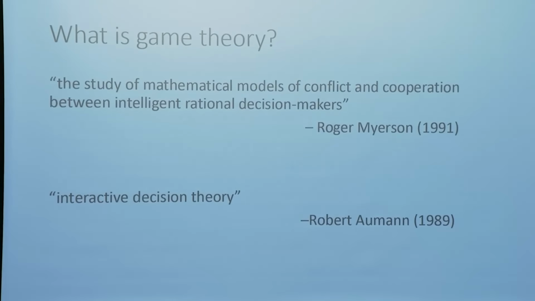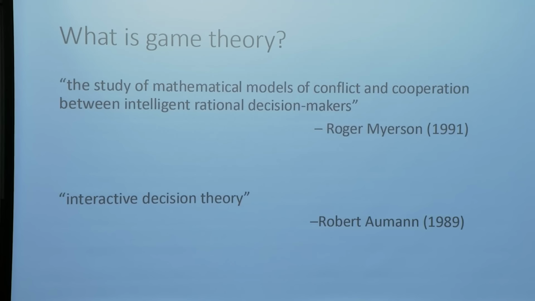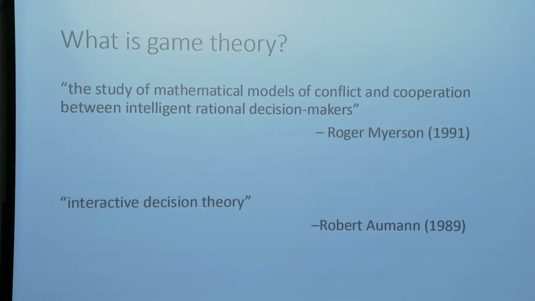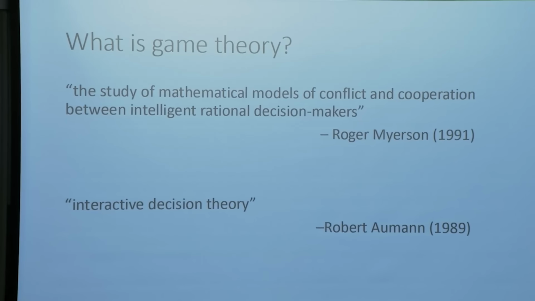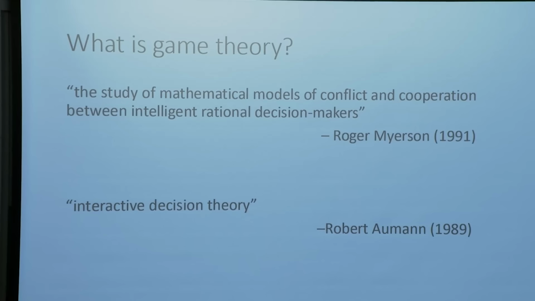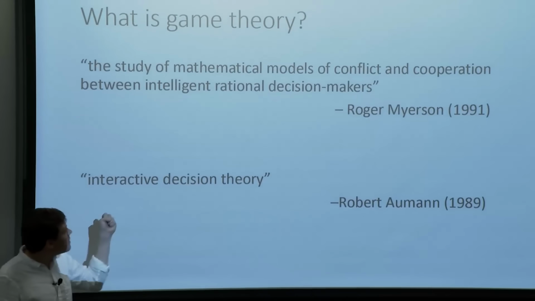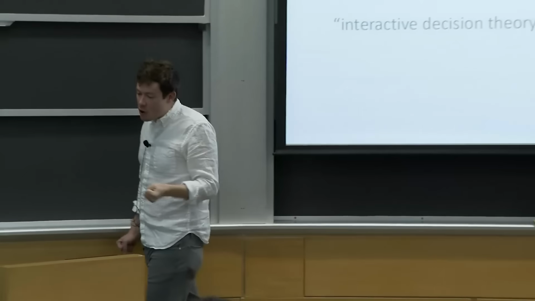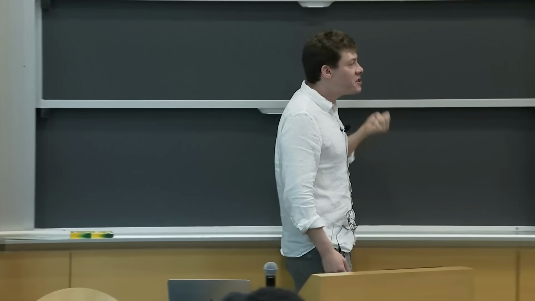The first is by Roger Myerson, who says that game theory is the study of mathematical models of conflict and cooperation between intelligent, rational decision makers. Albert Aumann, also a Nobel laureate, gives a briefer definition, which I think encapsulates the key ideas. It's interactive decision theory. It's about people making decisions when the decisions interact. What does it mean for people's decisions to interact?